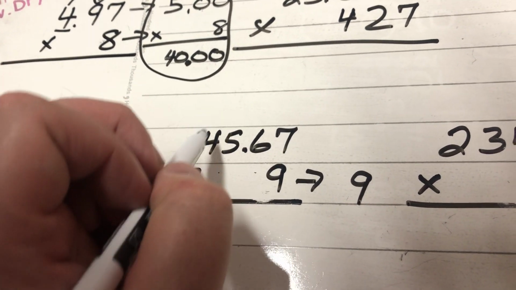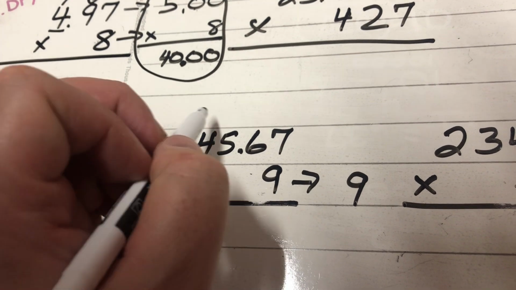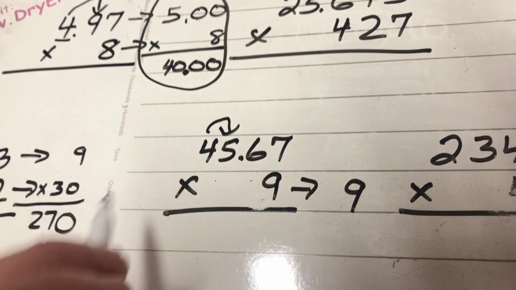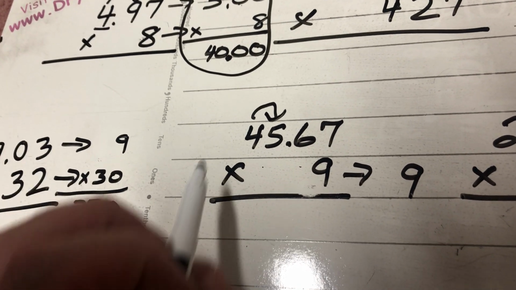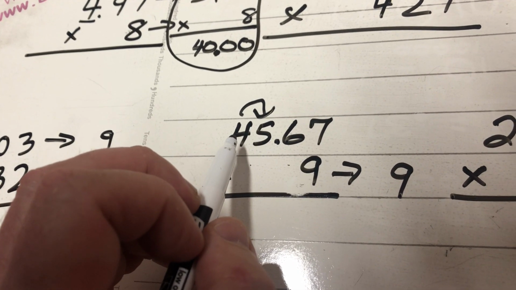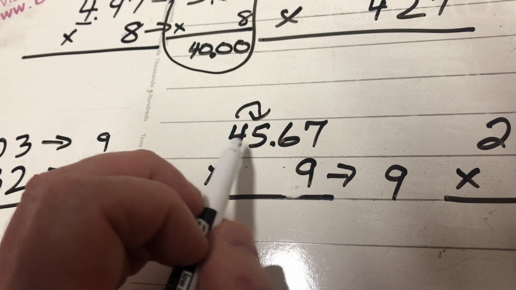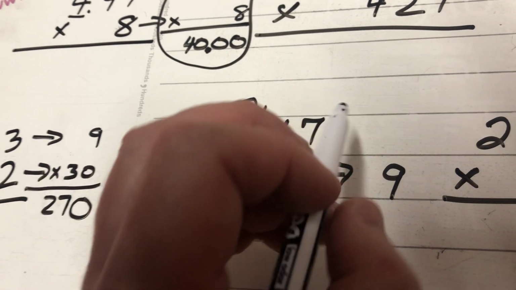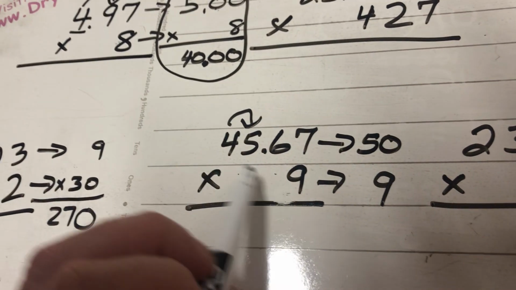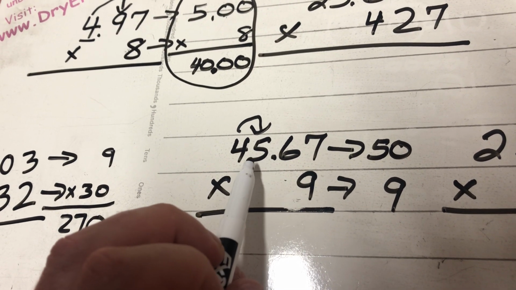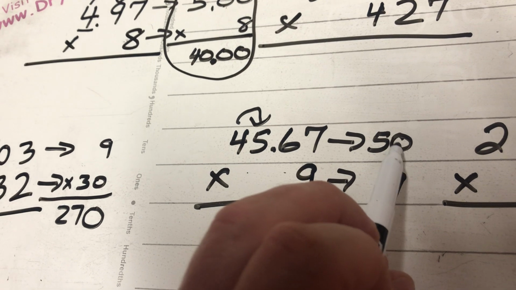45 and 67 hundredths. Well, it's the 4 that's way to the left, so the 5 is going to tell me what to do. Remember the rule, 5 and higher, I round up. So this 4 is going to become a 5. That's going to become a 0, which means I'm going to end up with 50. Now this 0 before the decimal is very important. That has to be there.